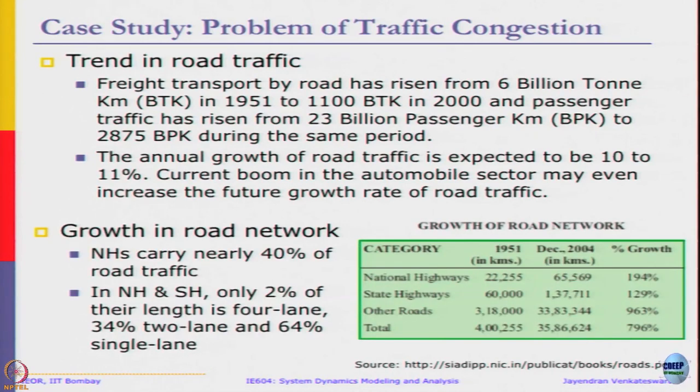That is the traffic part, but when you look at the capacity, that is the road network, national highways carry nearly 40% of traffic. Among national highways and state highways, only 2% of the lengths are 4 lanes, 34% 2 lanes, 64% single lane. This is as of 2004, it is not that updated, but both would have increased since then. So we can assume a similar kind of increase in cars on the road versus the road network. The main idea is the trend, the growth percentages that have been tremendous, both in the capacity as well as in the traffic.